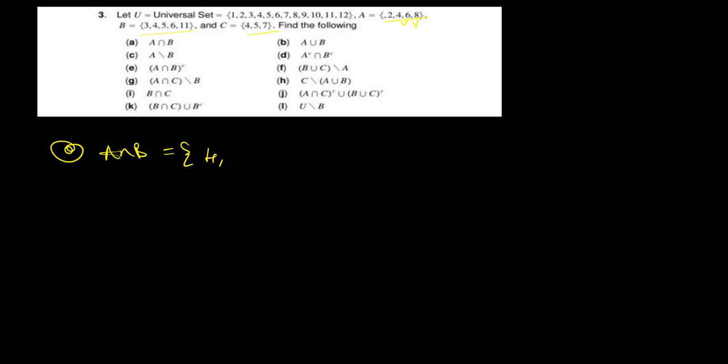Then what else? 6, do we have 6 there? Yes, we have 6. Do we have 8? No, we don't have 8. So these are the only ones found in both. So that's A intersection B.